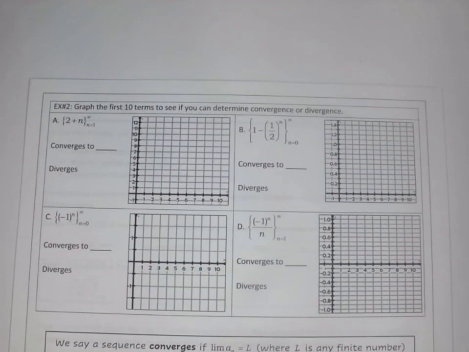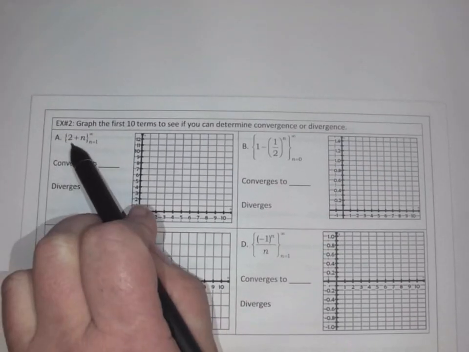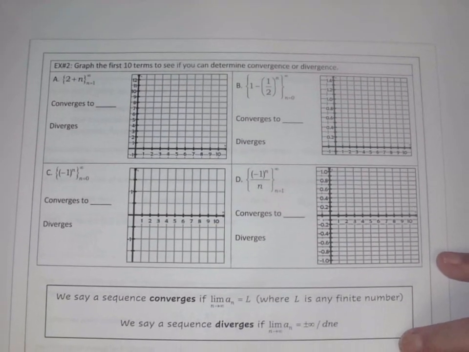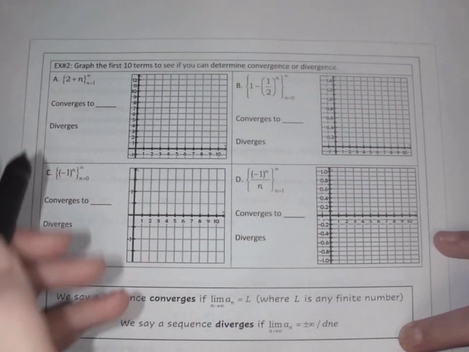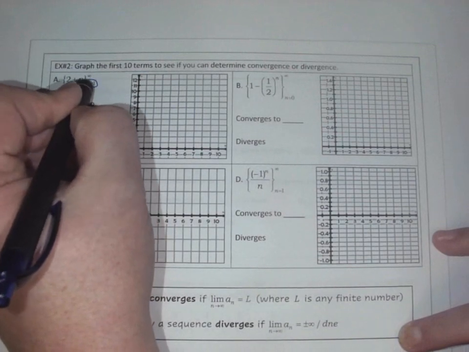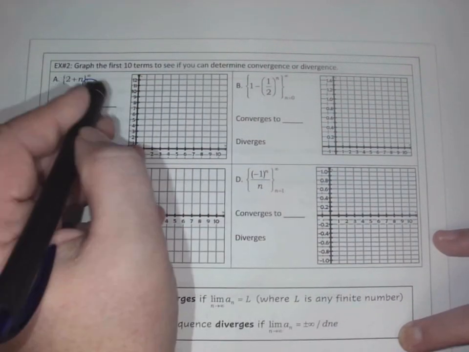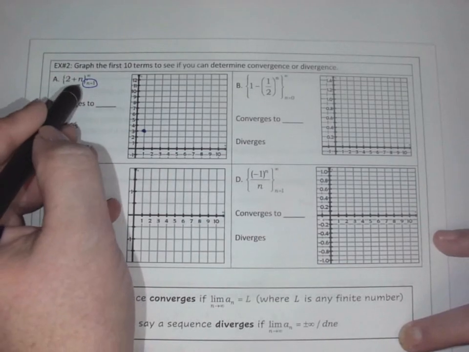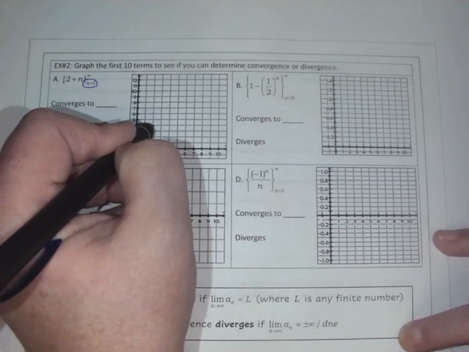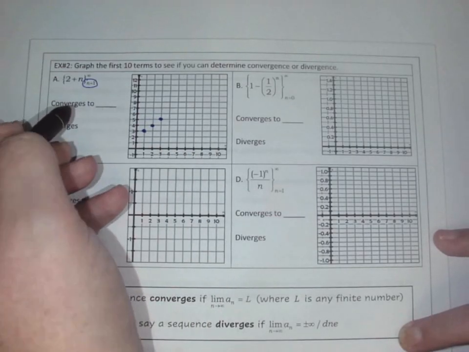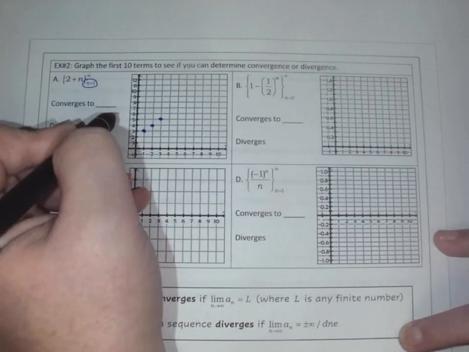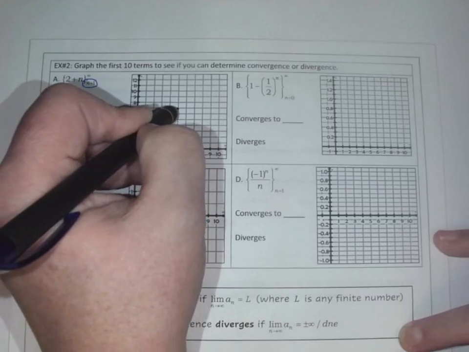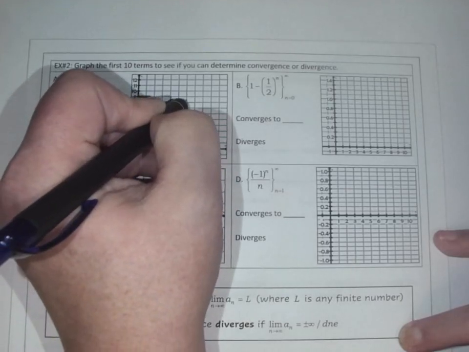So if we have the sequence 2 plus n, then when we graph this, and this is what you're going to have to do on your homework, if we start at, this is our starting value, so if we start at n equals 1, 2 plus 1 is 3, so we're going to put that as a dot. 2 plus 2 is 4. 2 plus 3 is 5. 2 plus 4 is 6. 2 plus 5 is 7. 2 plus 6 is 8.